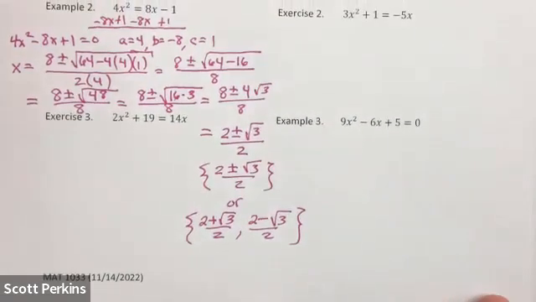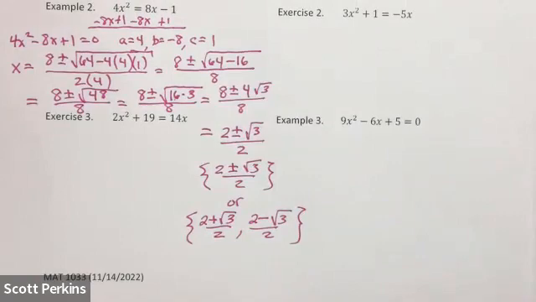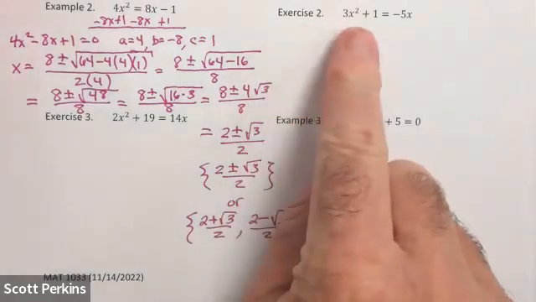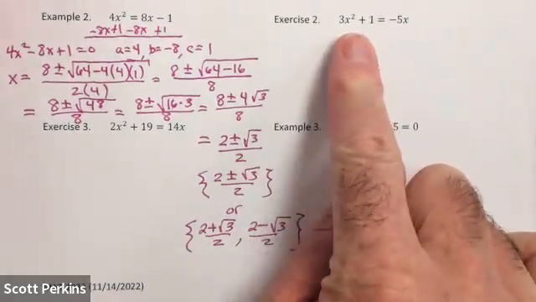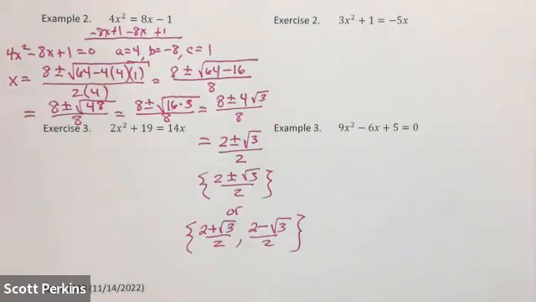All right, well, your turn. If you need me, raise your hand. I will come to you. I'll help you with any trouble you're having applying the quadratic formula. Happy to. Exercise 2, you've got to do the same thing. You've got to get that equal to 0 first, and then you're going to solve that.